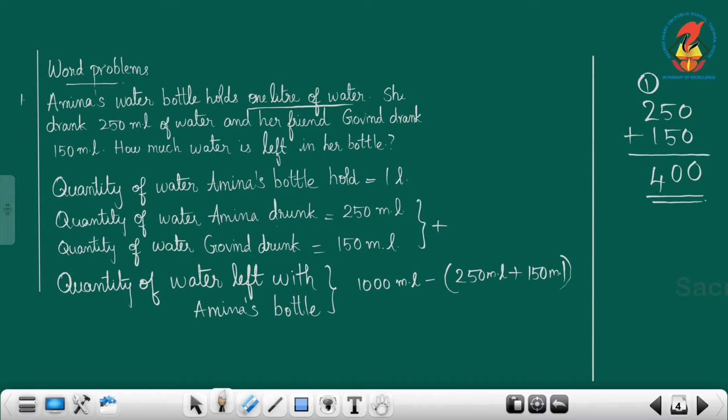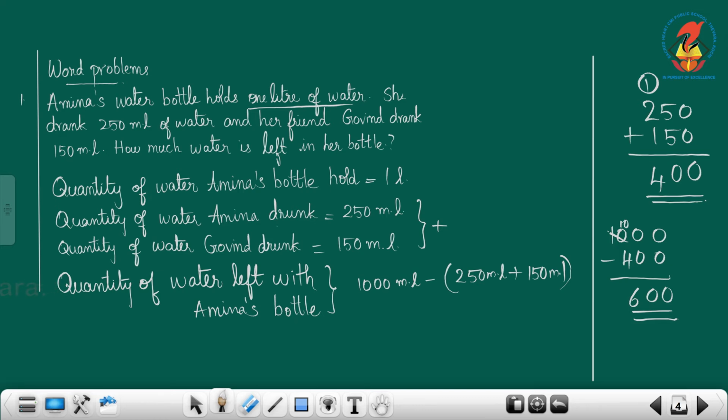So the total quantity of water that the persons drank is subtracted from the quantity of water in the bottle. Okay, that means 1000 minus 400. 0 minus 0, 0. 0 minus 0, again 0. 0 minus 4 we can't subtract. In this case we borrow from the next number. The 1 becomes 0 and that 0 becomes 10. Okay, 10 minus 4, answer 6.